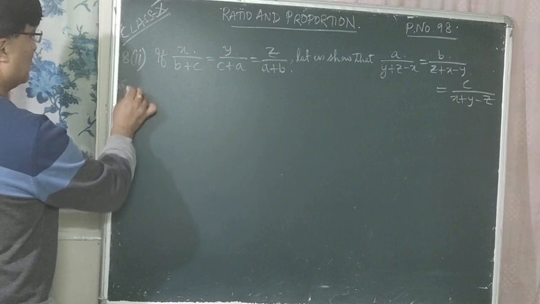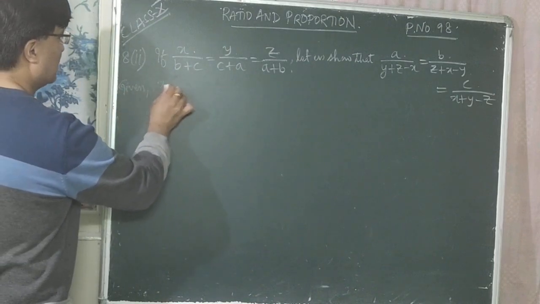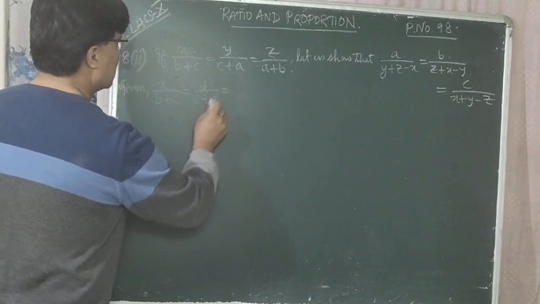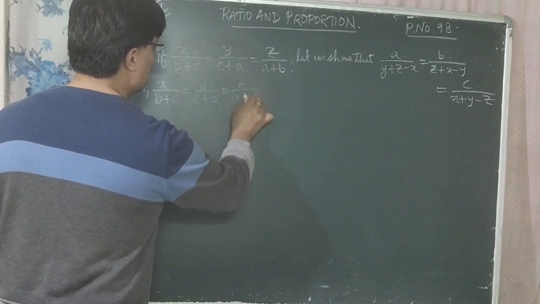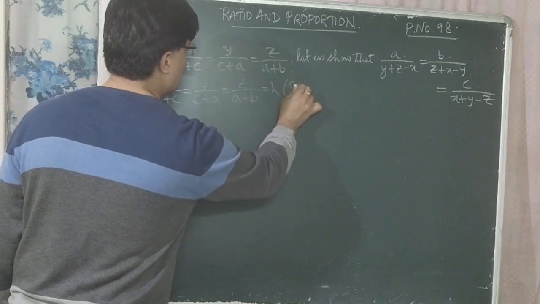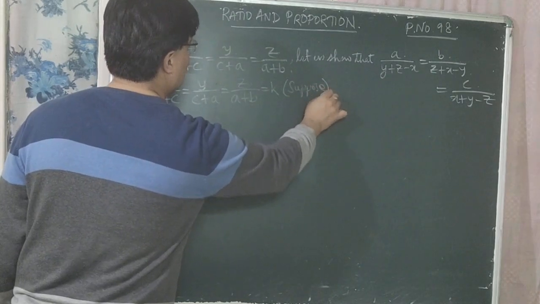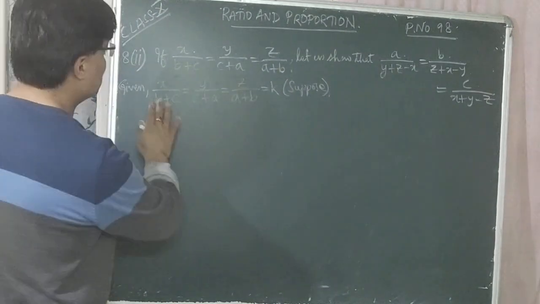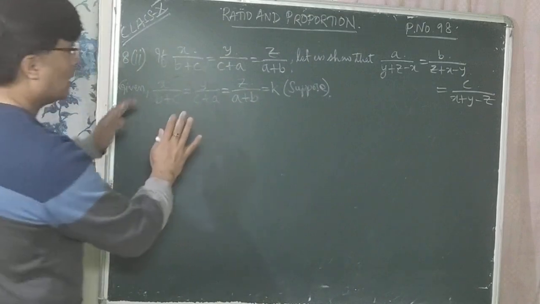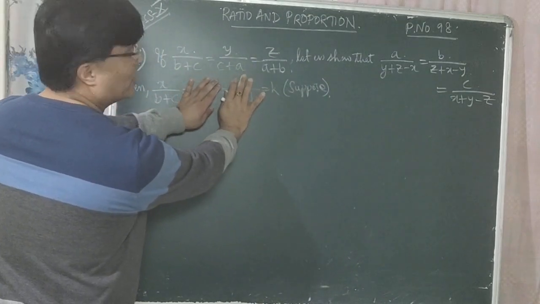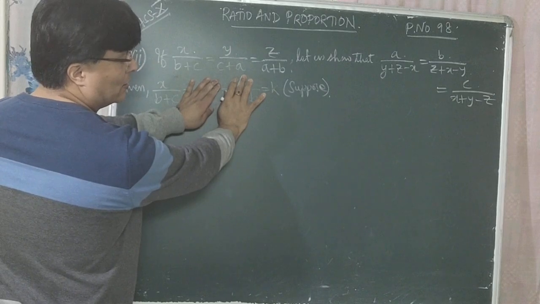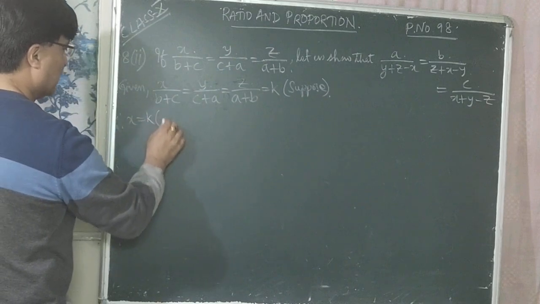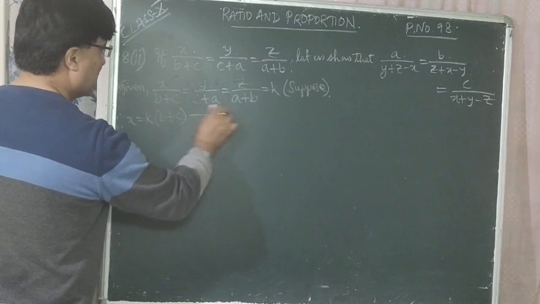Okay, so here given is, so what is given here? X upon b plus c is equal to y upon c plus a is equal to z upon a plus b is equal to k. Suppose, let us assume this given part, all these three is equal to k. So now this first is equal to second is equal to third is equal to k. Let us hide this second and third. What is the value for x? You can do cross multiplication there. So x is equal to k into b plus c, right? So therefore x is equal to k into b plus c. So let us mark it number 1.